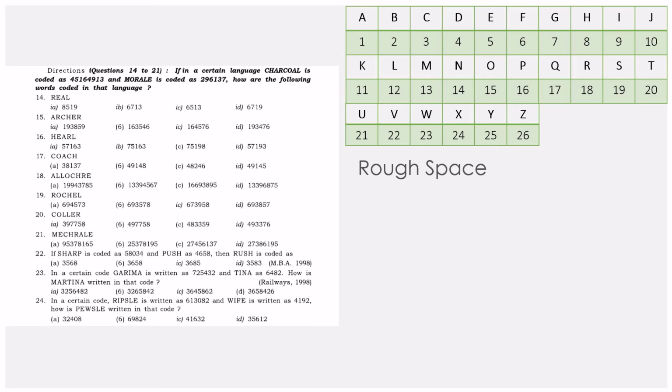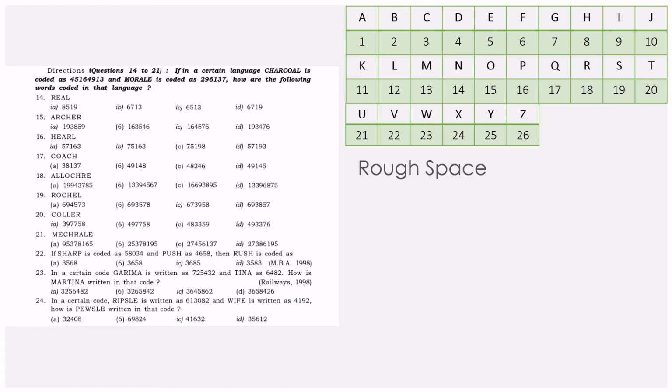Moving on to the next passage type of questions, we have directions for questions 14 to 21. Only 2 clues are given over here. For those 2 clues, we can solve 7 questions. See how much time it will save you.